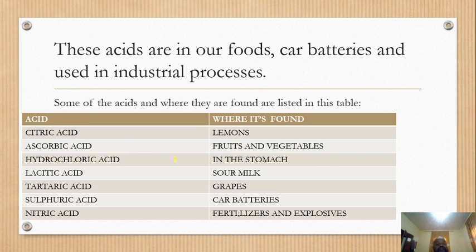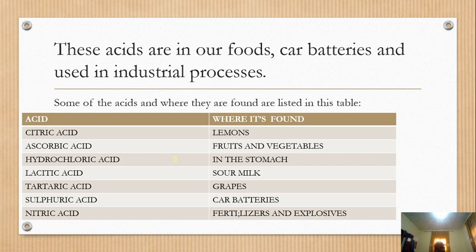Ascorbic acid is vitamin C, right? You know vitamin C. Sometimes you can buy it from the pharmacies as a tablet. Almost all the fruits and vegetables that we use at home have ascorbic acid, or vitamin C. Hydrochloric acid.